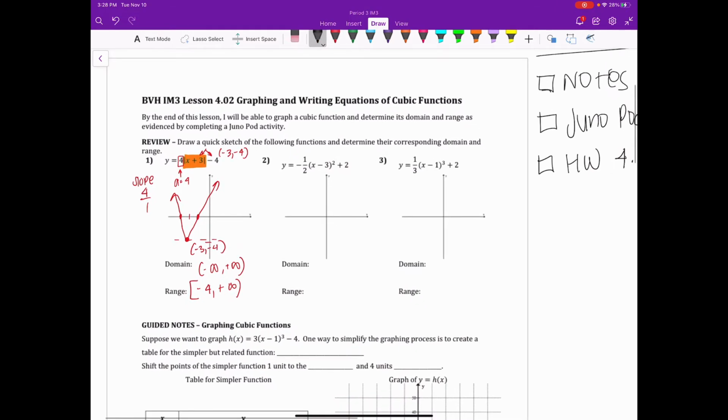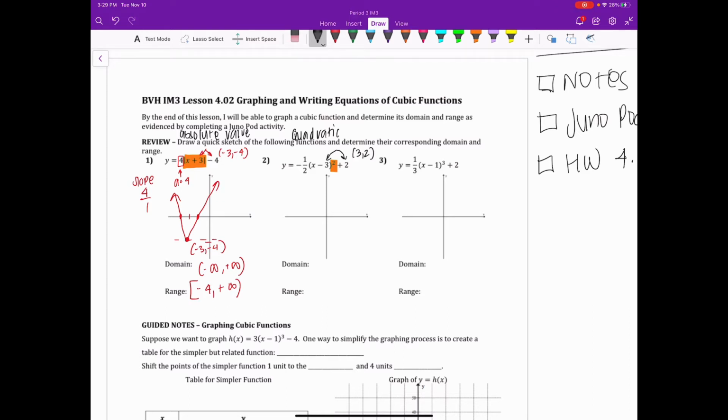Next is y equals 1/2 x minus 3 squared plus 2. Because of the squared here, this is a quadratic function. And so let me actually write the name. So this is an absolute value function. This one is a quadratic function. And so in quadratic functions, we can see the h and the k. It's right there. That's the vertex, which is 3, 2.